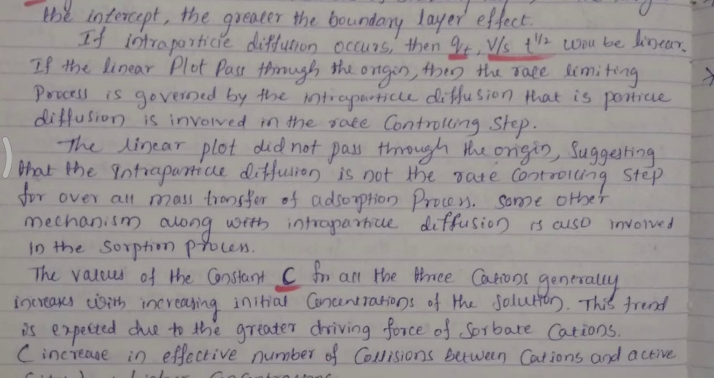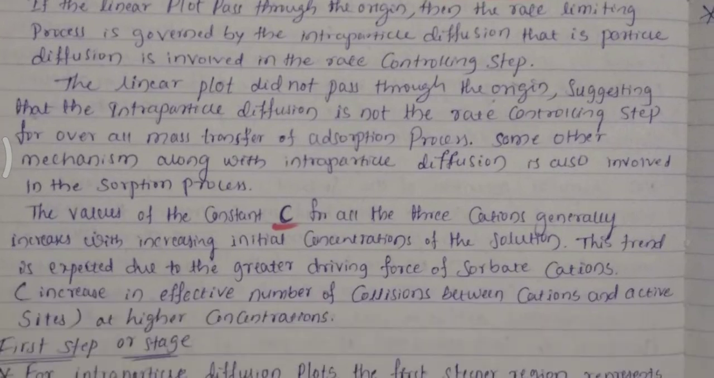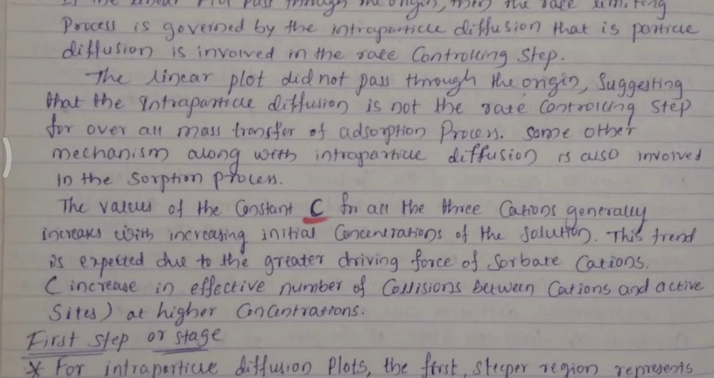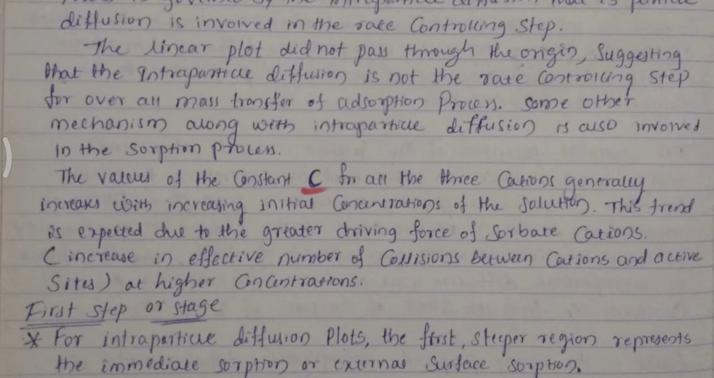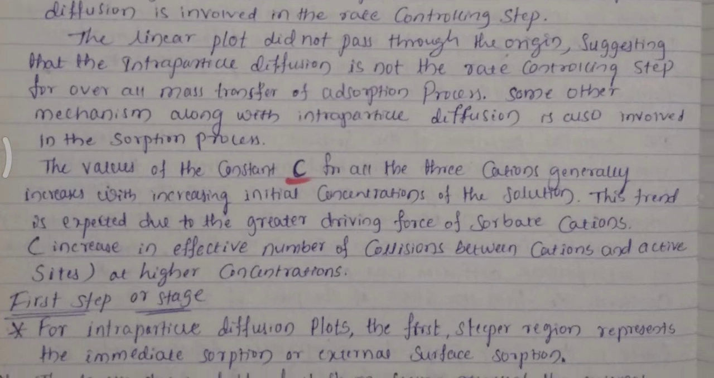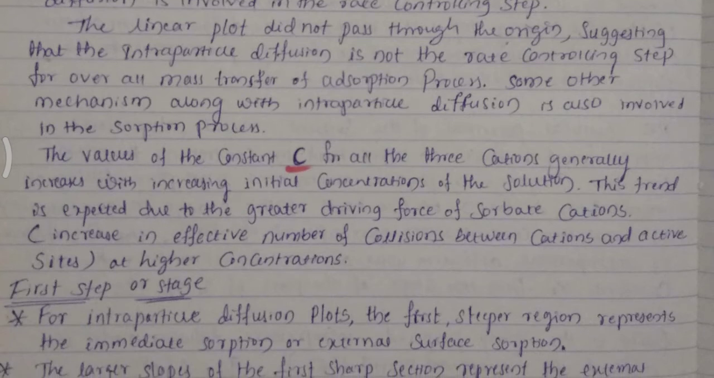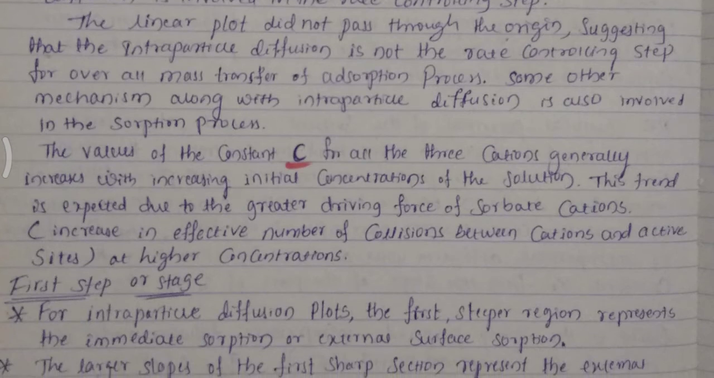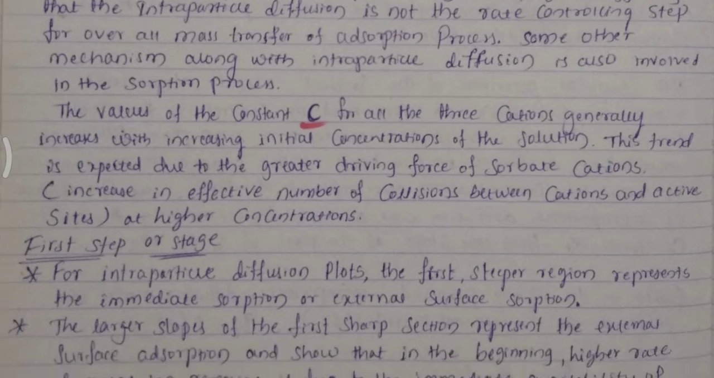The value of the constant C for all the three cations generally increases with increasing initial concentrations of the solution. This trend is expected due to the greater driving force of sorbent cations and the increase in the effective number of collisions between cations and active sites at higher concentrations.